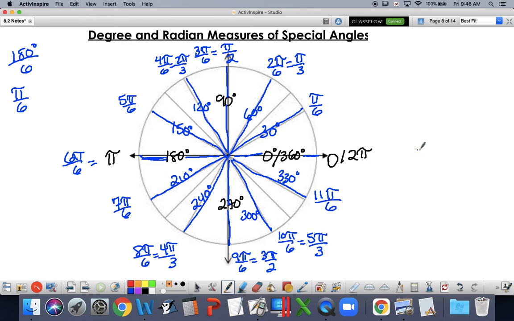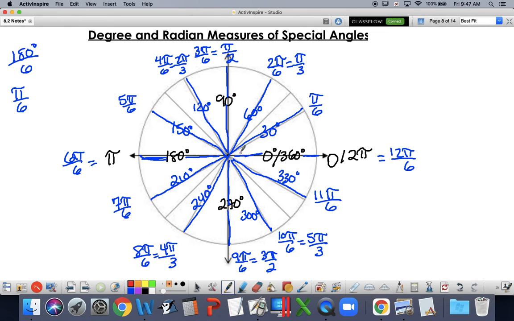When I get back to the center here, that would have been 12 pi over 6. Notice the 12 and 6 are going to cancel out to give me that 2 pi. So I get back to where I started, and I could keep going. I could go 13 pi over 6, 14 pi over 6, 15 pi over 6. You can keep going around and around.